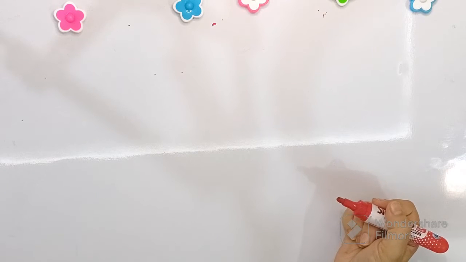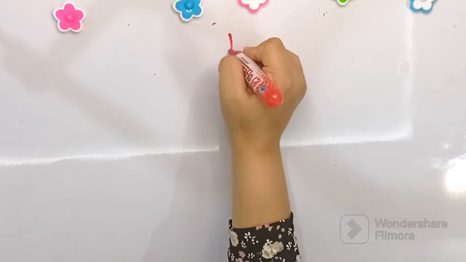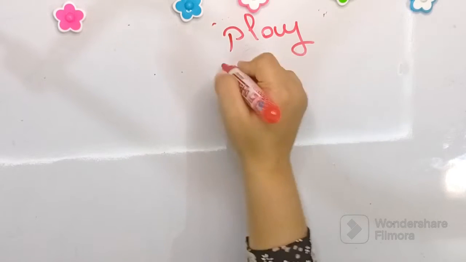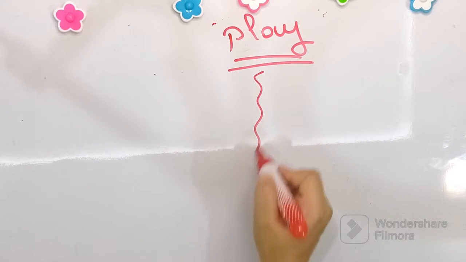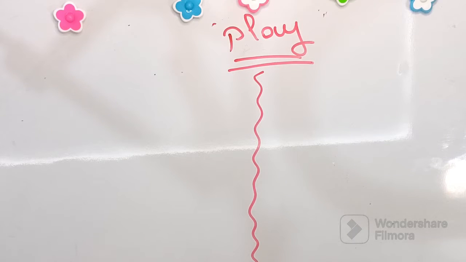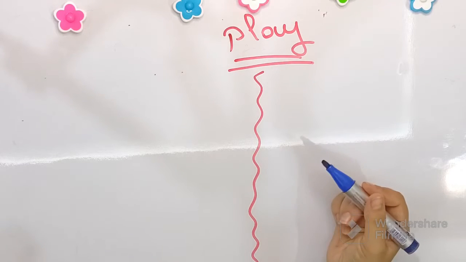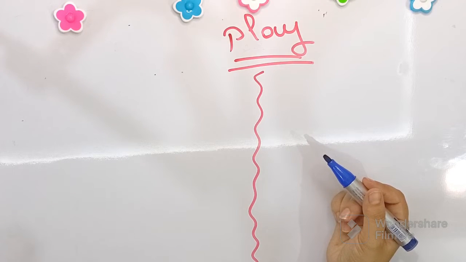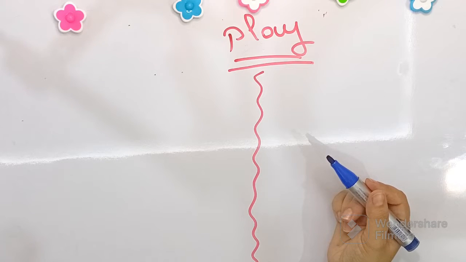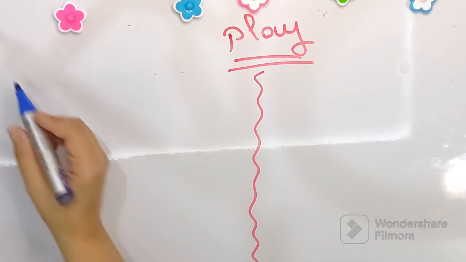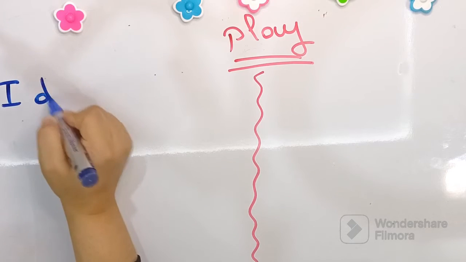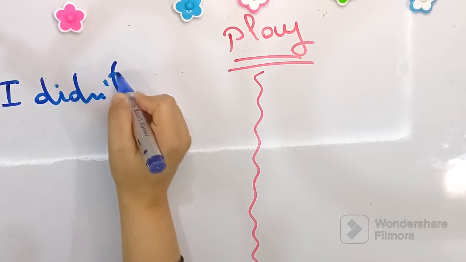Let's take another example. Let's take the verb play. The verb play in the simple past negative form. The verb play in the simple past: I played, because it's a regular verb. Negative form, we need an auxiliary. The auxiliary do, did in the simple past. So we will say I didn't play.